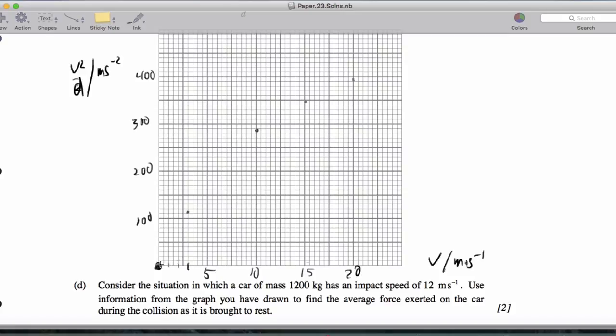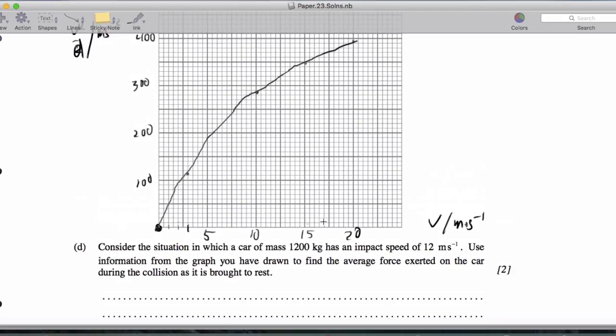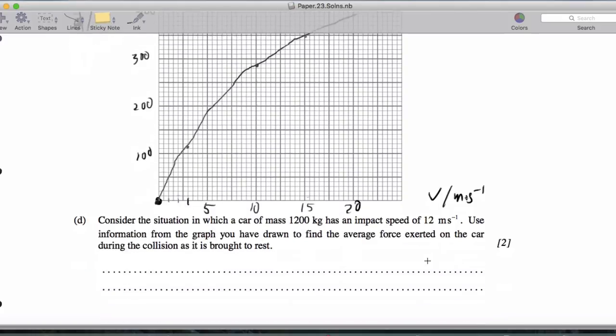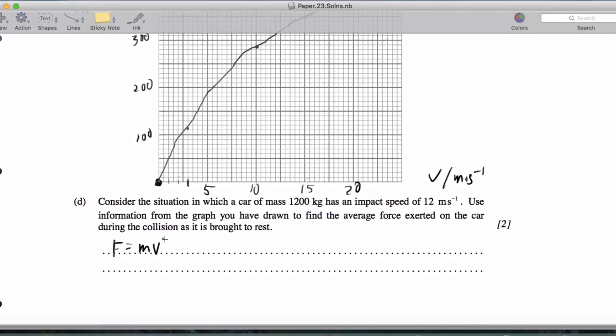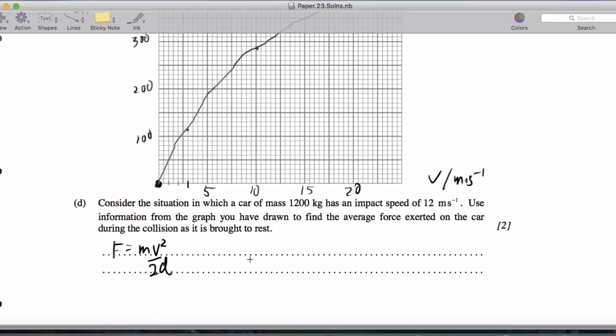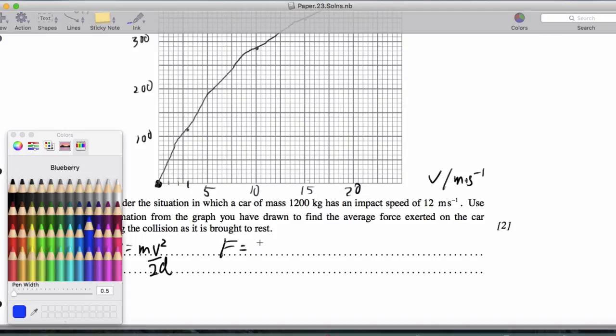So when I fill in my curve, this is going to be really bad. That's as close as I can get to a decent curve. So that's what the curve should look like. Now we're told consider the situation in which a car has an impact speed of 12 meters per second. We want to use this to get the force. So the force is mv squared over 2d, but this graph is v squared over d. So to solve this, we're going to take m, divide it by 2, and multiply it by the v squared over d from the graph.